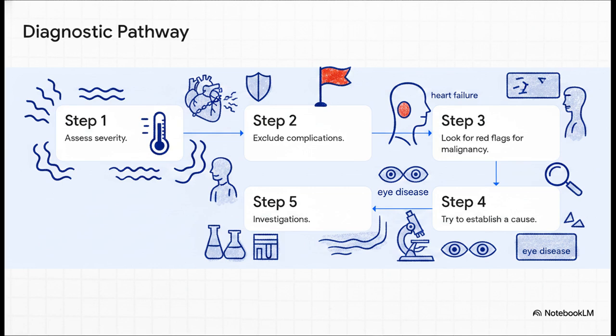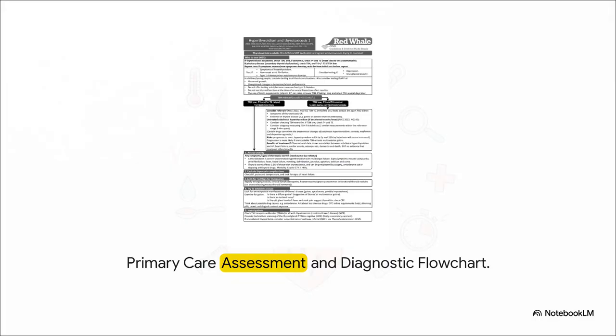Step 3, hunt for red flags for malignancy, like a rapidly enlarging nodule or hoarseness. Step 4, try to establish the cause by checking for a goiter or eye disease. And finally, Step 5, get those investigations going. Now, looking at the full flowchart for those investigations, NICE is incredibly explicit about this next point. Checking TSH receptor antibodies, or TRAbs, is recommended in absolutely all patients with thyrotoxicosis. Why? To confirm Graves' disease, of course.